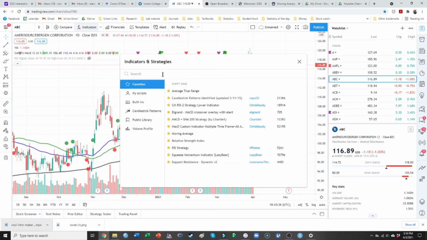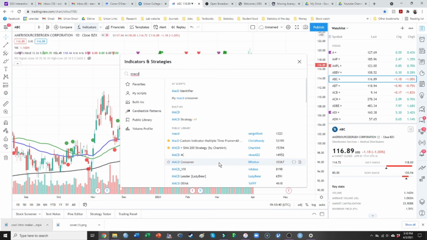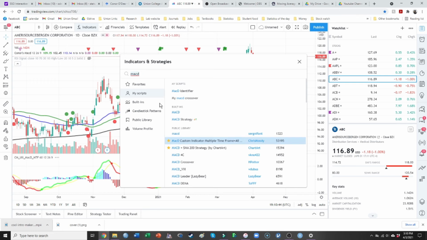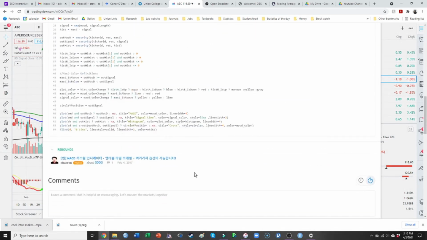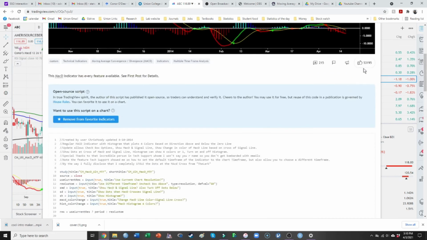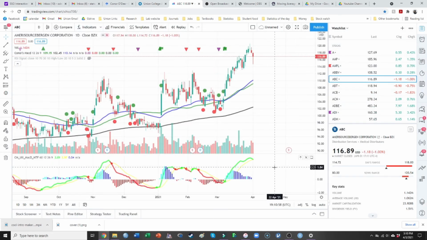And again, other people have published a lot of this. If you search MACD, you can see Chris Moody here. If we click on that, we could add Chris Moody's thing here, and if you click on the script, a lot of times people are going to show you the script that they use. And again, I can't show you my own because it's a combination of theirs and mine.